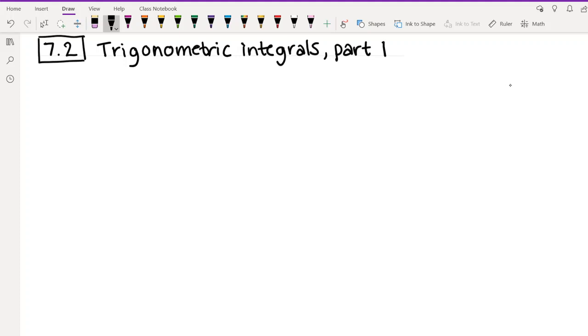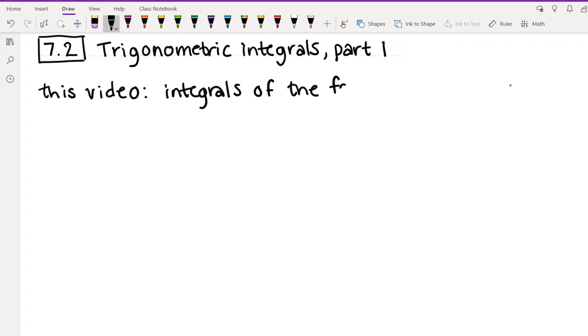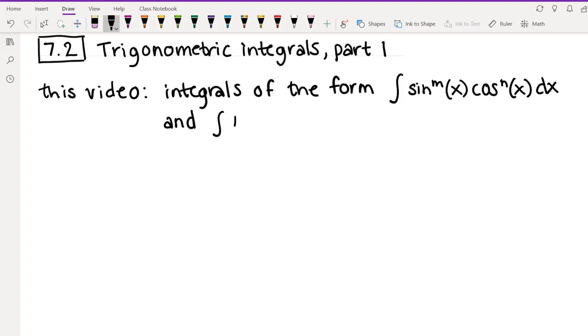So let me write that down. In this video, we're focusing on integrals of the form sine to the m of x times cosine to the n of x dx, and the other one would be integrals of the form tangent to the m of x times secant to the n of x dx.